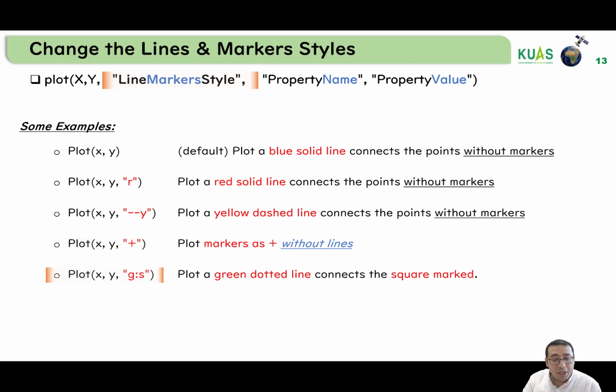And for the last example, if we wrote plot x comma y, and then g, and then colon, and then s. g means green, and colon means dotted line, and s means square. So it means that we will plot a green dotted line connecting the square markers.